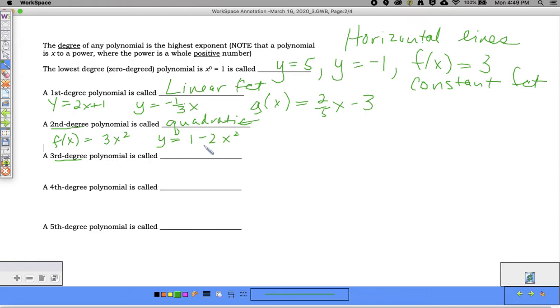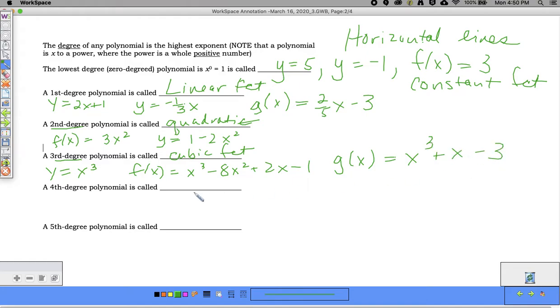Do you know what a third-degree polynomial is called? You guessed. It is a cubic function. Very good. So you could have y equals x cubed. You could have f of x is equal to x cubed minus 8x squared plus 2x minus 1. You could have g of x is equal to x cubed plus x minus 3. Anything you want, just so long as the highest degree is, you got it, 3.